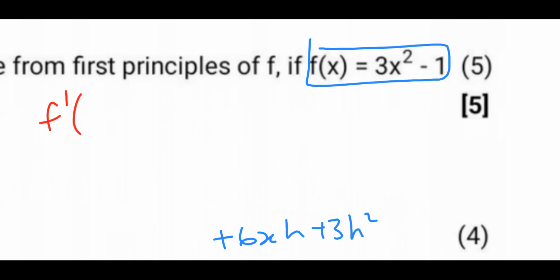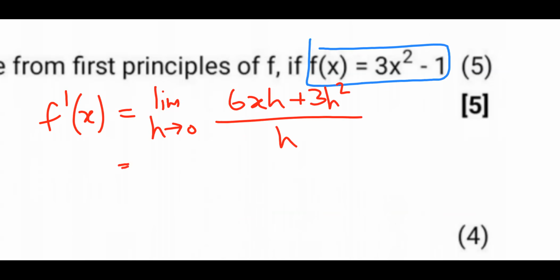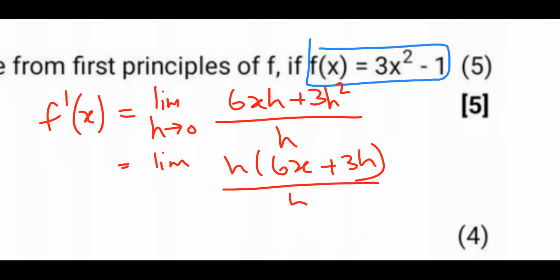So f prime of x is the limit as h approaches 0 of 6xh plus 3h squared divided by h. Okay, Sipusetu, how do I proceed from here? You take out a common factor of h at the top. And then? It cancels with the bottom h. Yep. And then? Then you apply the limit and you are left with 6x.